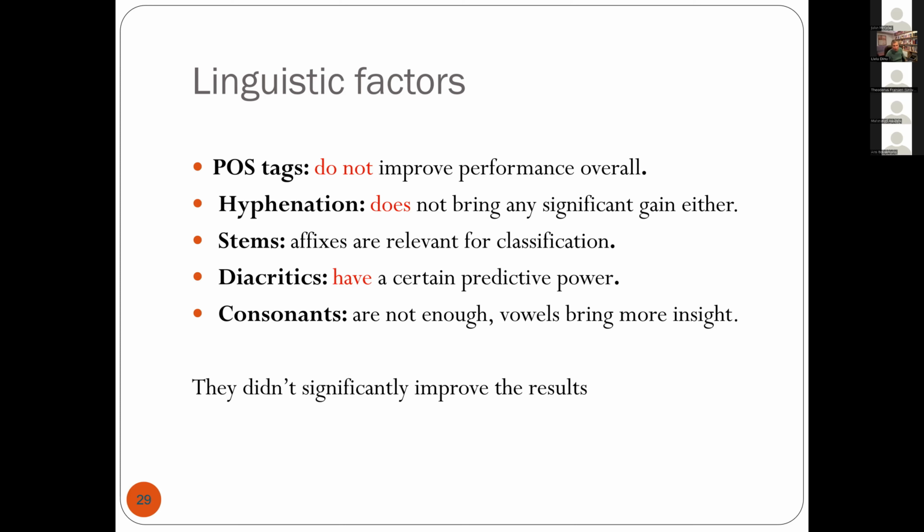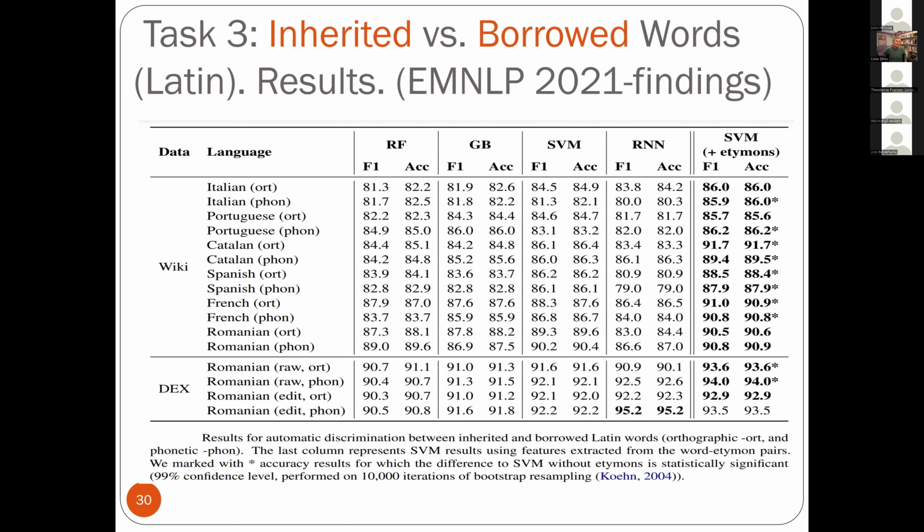So, regarding the third and last task, which I talk about in this first part, the inherited and borrowed words, we take into consideration here the data from Wiktionary for Italian, Portuguese, Catalan, Spanish, French, Romanian, and for Romanian we take into consideration not only Wiktionary, but also the whole Romanian dictionary text online.